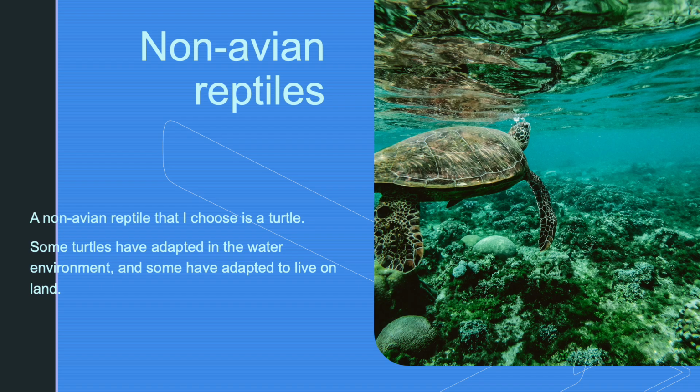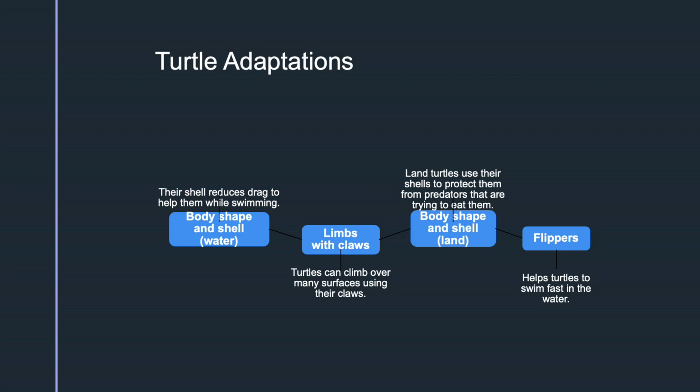The non-avian reptile that I chose is the turtle. Some turtles live in the water, while other turtles live on the land. The turtle's adaptations are body shape and shell. For the water, their shell reduces drag and helps them swim. For land, turtles use their shells to protect themselves from predators that are trying to eat them.